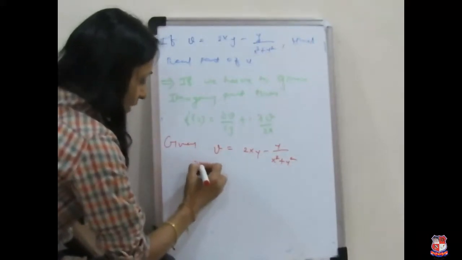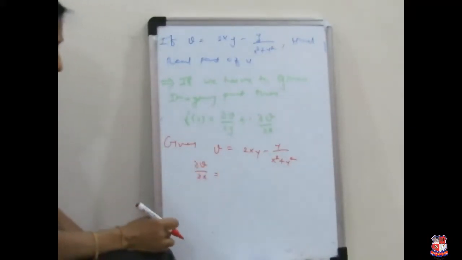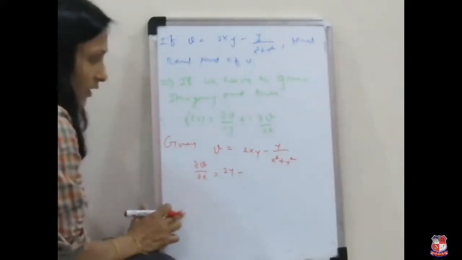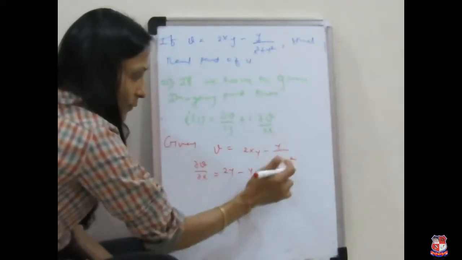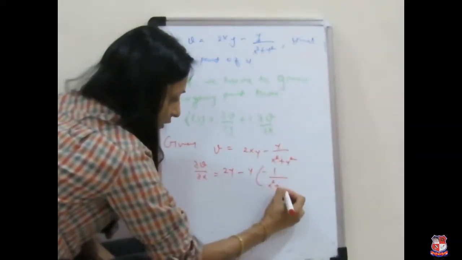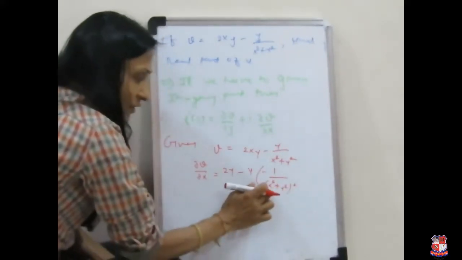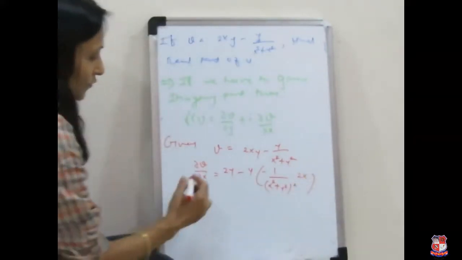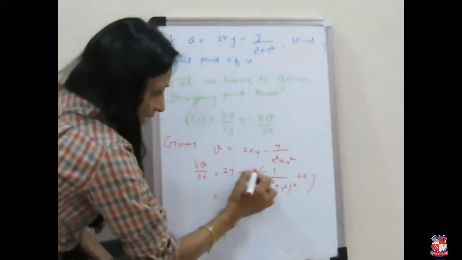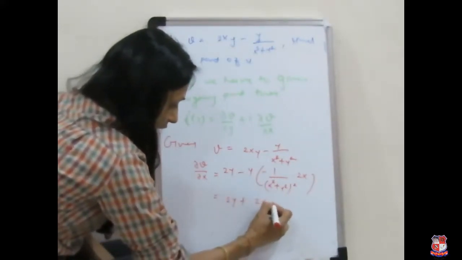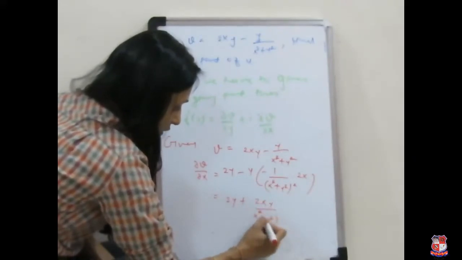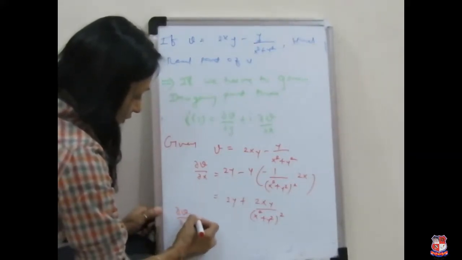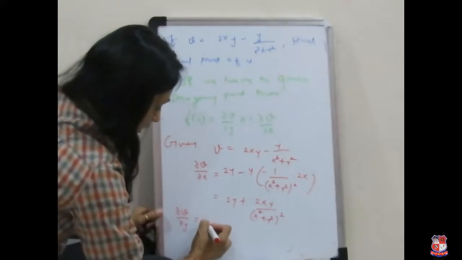Then we take derivation with respect to x. Here 2y is a constant, derivation with respect to x, that is 1. Again y is a constant, derivation of 1 upon x square plus y square, we have to use the formula 1 upon x square plus y square whole square. Again derivation of x square, that is 2x. So what is our answer? 2y minus this minus, that is plus 2xy over x square plus y square whole square. Now we find derivation with respect to y. What is here? Here 2x is a constant.